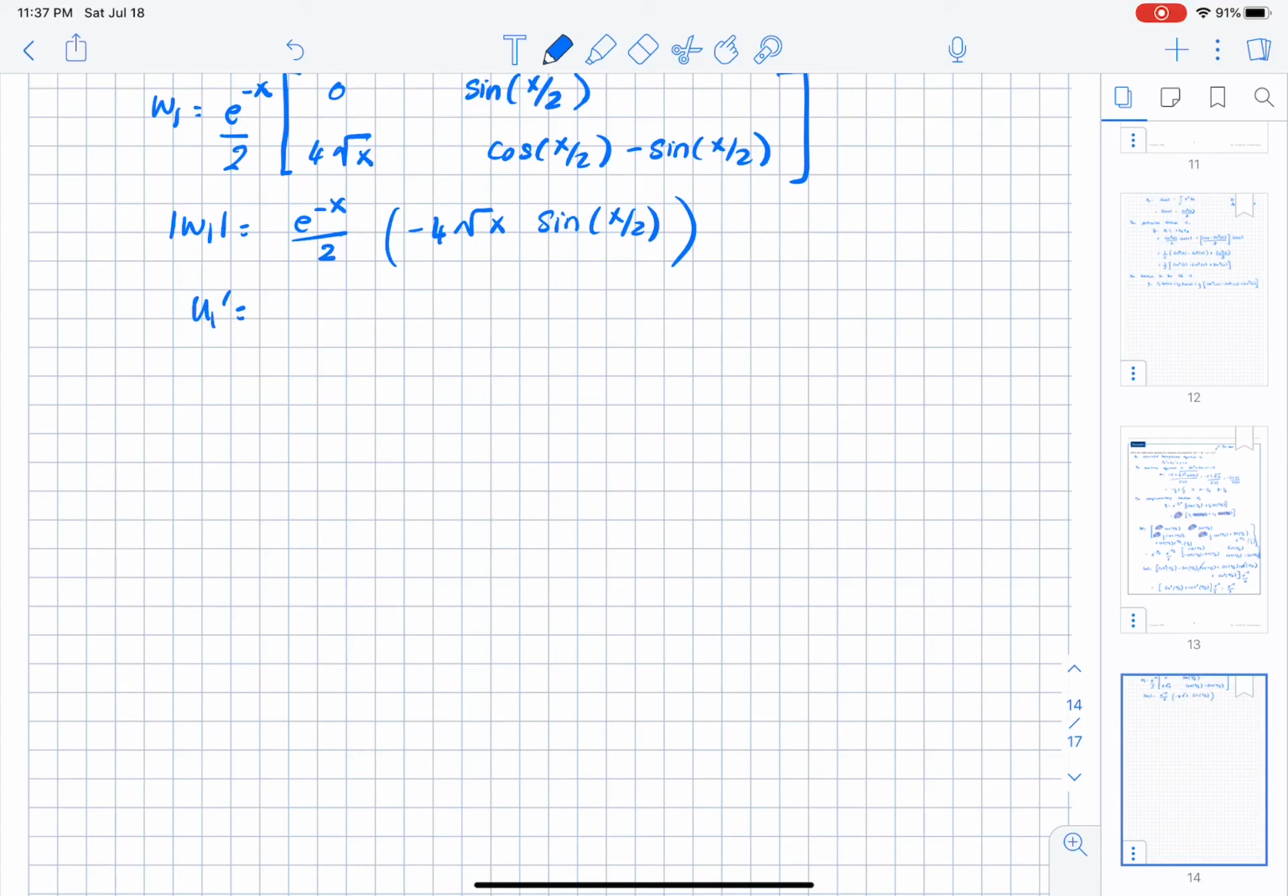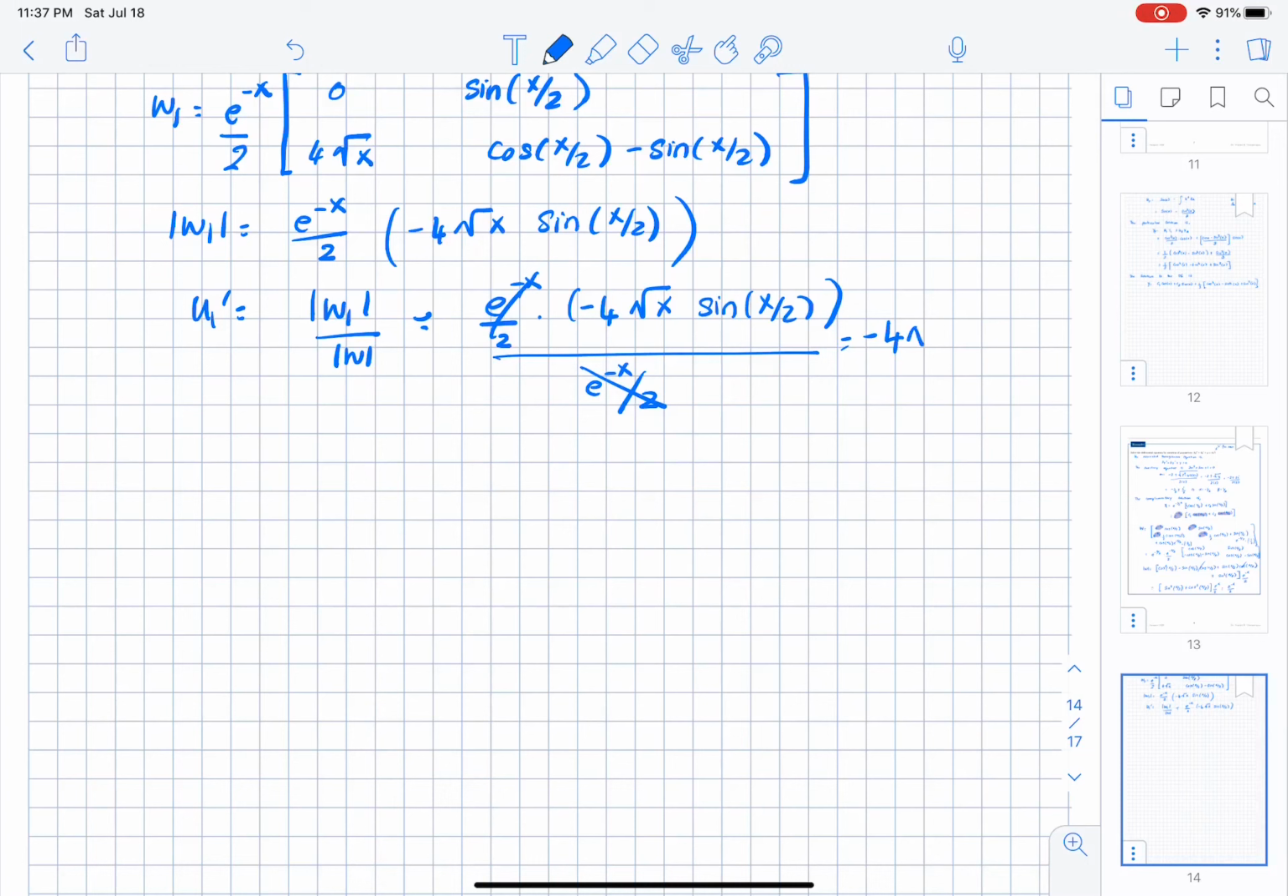u1 prime would simply be the determinant of W1 divided by the determinant of W. So we have e raised minus x over 2 times minus 4 root x sine x over 2 divided by e raised minus x over 2. Those two would go away. We'll have minus 4 root x sine x over 2.